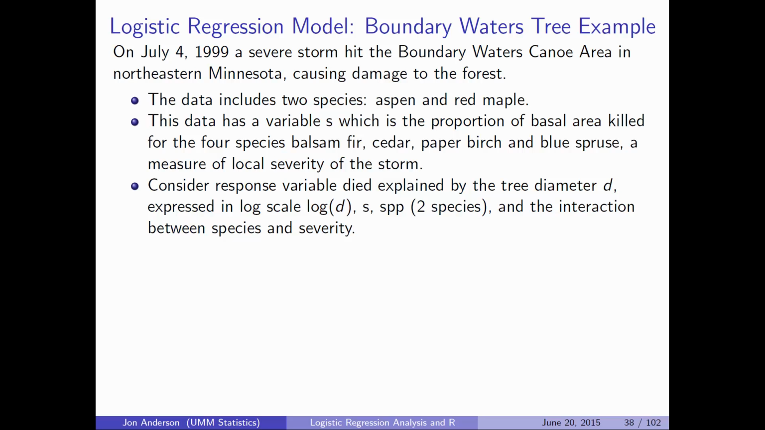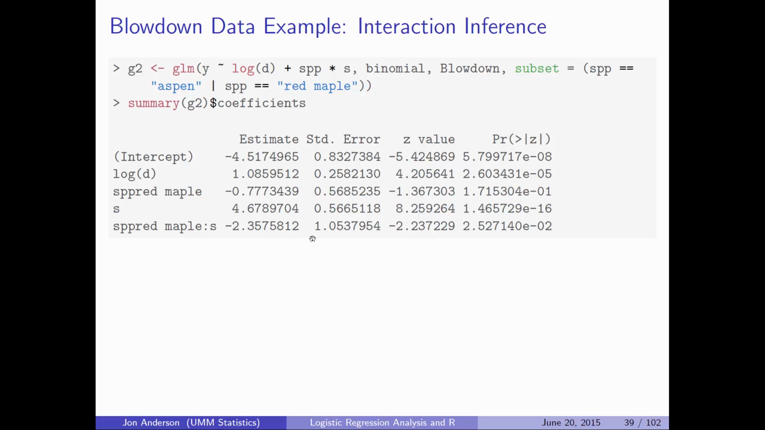We're also going to use the log diameter of the tree and that severity variable and the 2 species. And then we're going to consider a model that has an interaction between species and severity. And here's how you specify that. Y is the individual died variable.